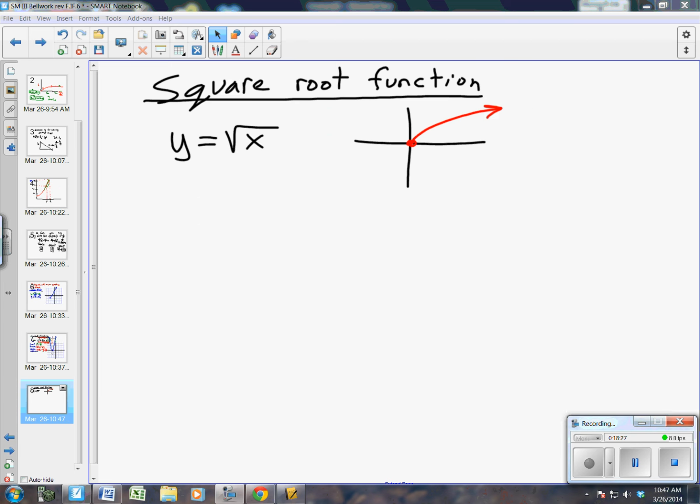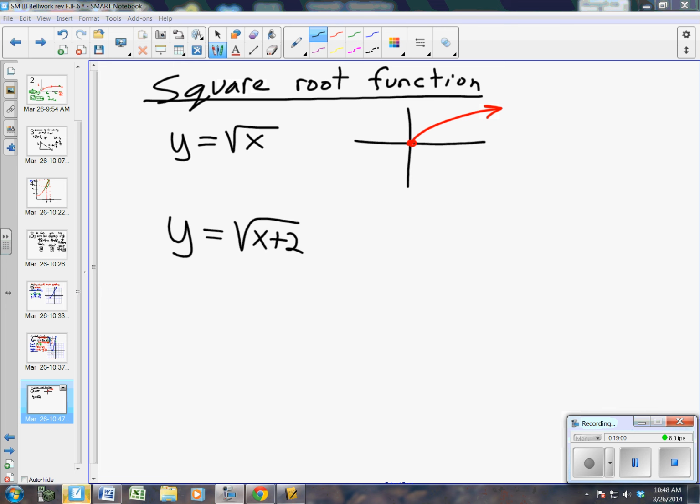Okay, we know that the parent square root function, y equals the square root of x, begins at 0 comma 0, and it's half of a parabola, but it's been turned horizontally rather than vertically. That's because the square root function is the inverse of the quadratic function. So let's say we wanted to graph something like y equals the square root of x plus 2, minus 3. How would I graph that?